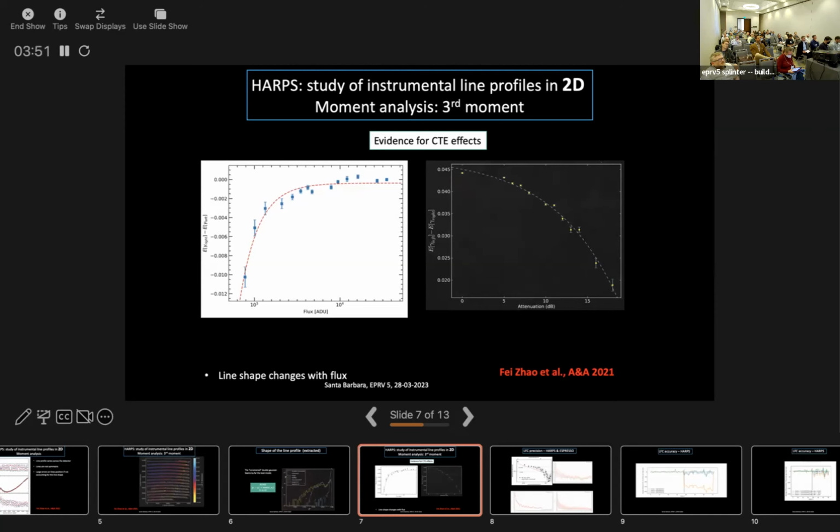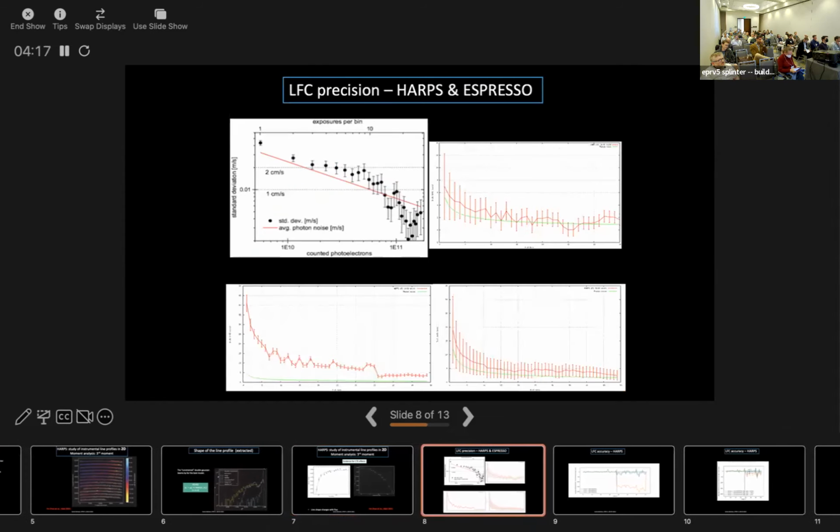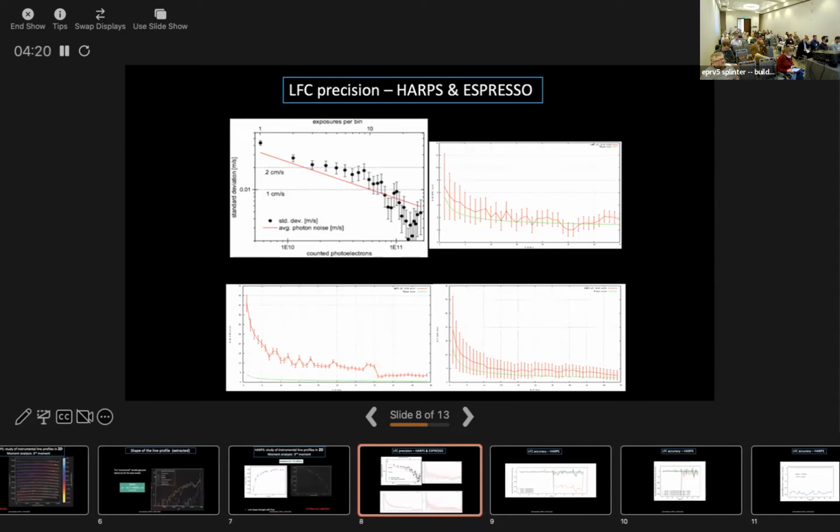And this is even more pronounced when we play with the attenuation of the laser frequency comb line. And then we see that this number, the average over the full detector, changes quite a lot when we change attenuation considerably. And this is really going in the direction of what we expect from charge transfer inefficiency. So it is really critical to correct for this. Let's go to another thing that the laser frequency comb can teach us, precision of our wavelength calibration.